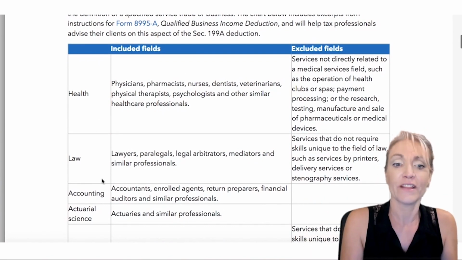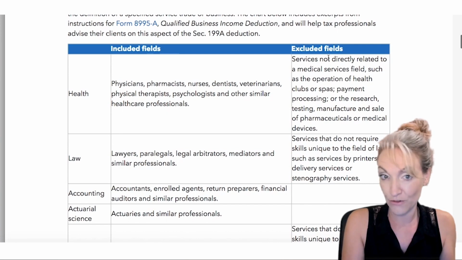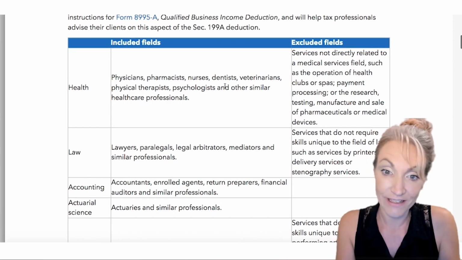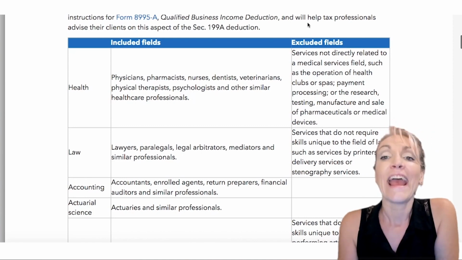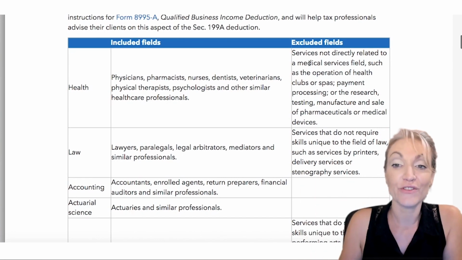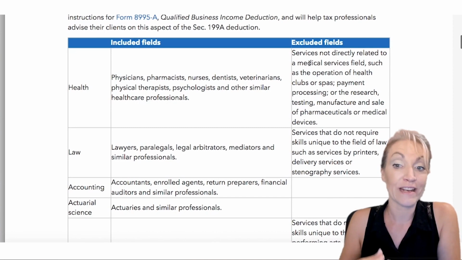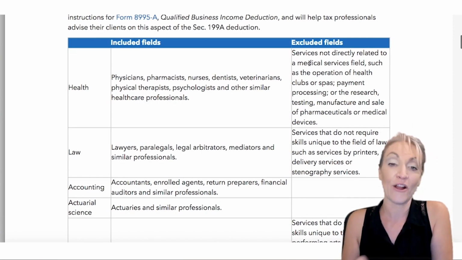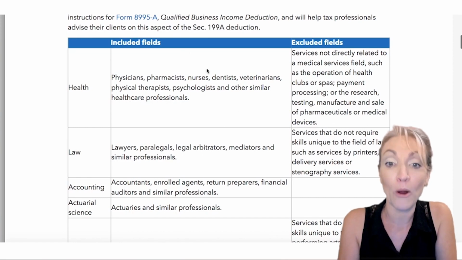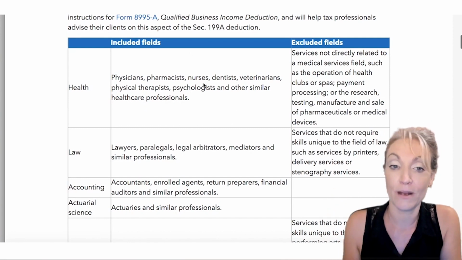So these are the terms here on the left that I just covered in their initial statement, and then we've broken it out into included fields and excluded fields. So for health, people who are SSTBs are physicians, pharmacists, nurses, dentists, veterinarians, physical therapists, psychologists, and then people who are excluded are services that are not directly related to medical service fields. So operation of health clubs or spas, payment processing for the medical industry, research, testing, manufacturing, and sale of pharmaceuticals and medical devices are excluded. It's interesting how those far more profitable industries are excluded while the people who are working are included. Remember, being included in the SSTB means that the threshold and limitation applies to us.